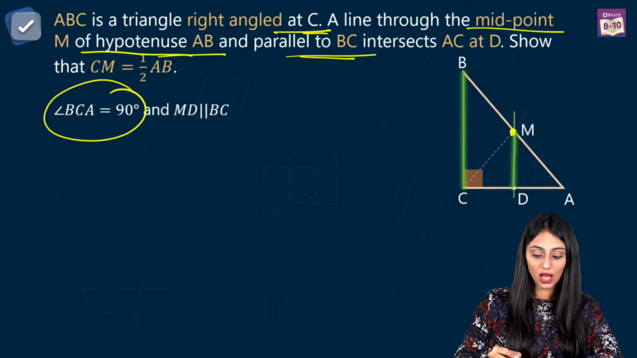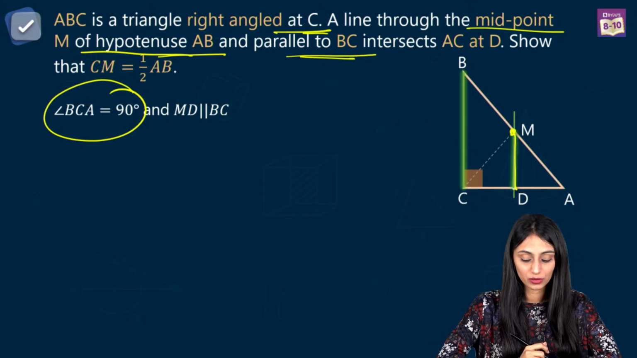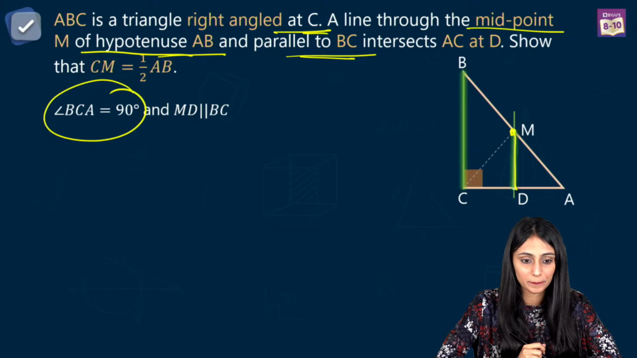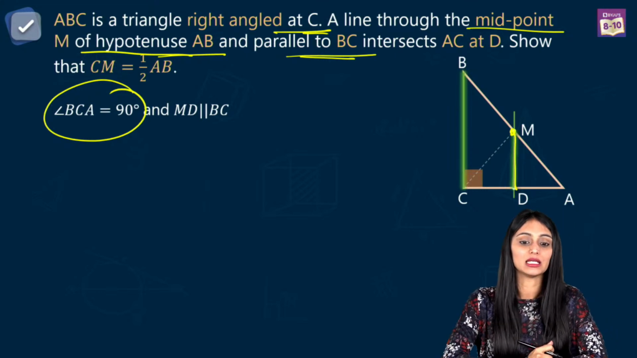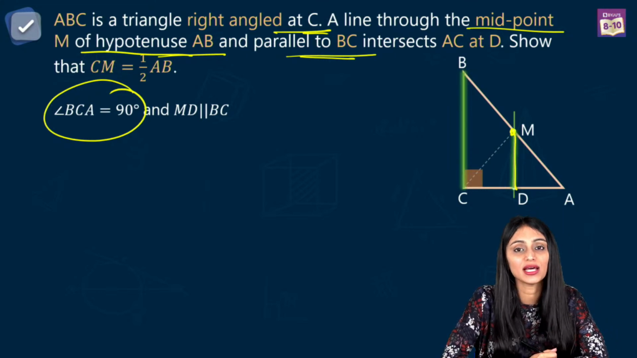Okay. So now we draw this line parallel to this. It is intersecting at this point D. So I hope the figure is clear to everyone. Yes? Quickly, just write in the comment section so that I can move ahead.